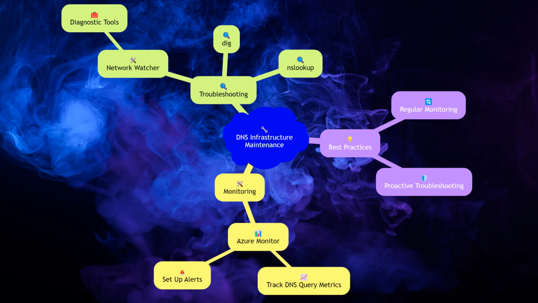Monitoring and troubleshooting are essential for maintaining a healthy DNS infrastructure. Azure provides several tools for monitoring DNS performance and diagnosing issues. Azure Monitor can be used to track DNS query metrics and set up alerts for unusual activity. Network Watcher provides diagnostic tools for network-related issues, including DNS. Additionally, you can use tools like nslookup and dig to perform DNS queries and troubleshoot DNS resolution problems. Regular monitoring and proactive troubleshooting help ensure the reliability of your DNS services.